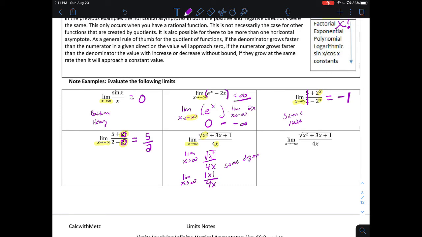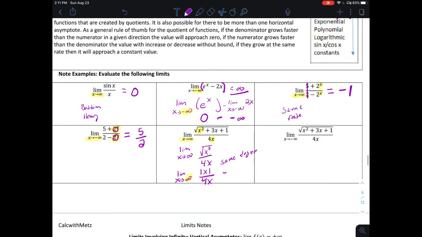Now, I'm heading in the positive direction, so x is going to be positive in both cases, and so I can look at the ratio of coefficients, and that's going to make 1/4.